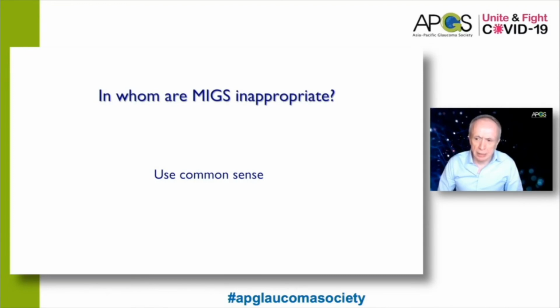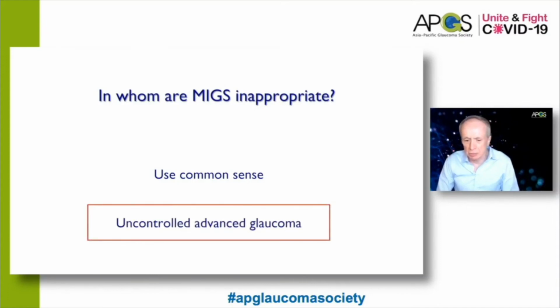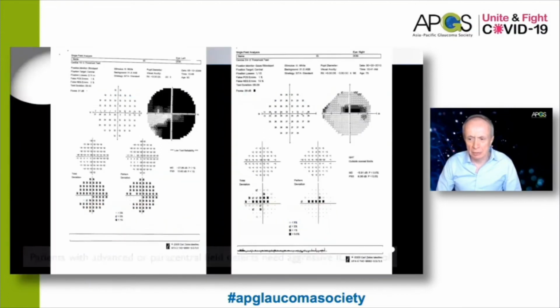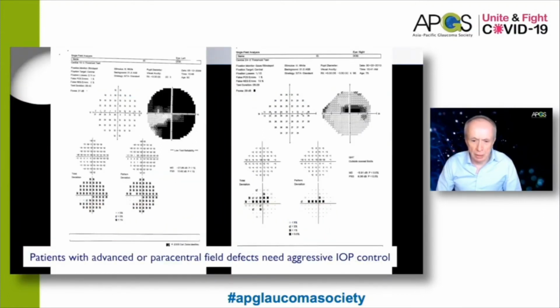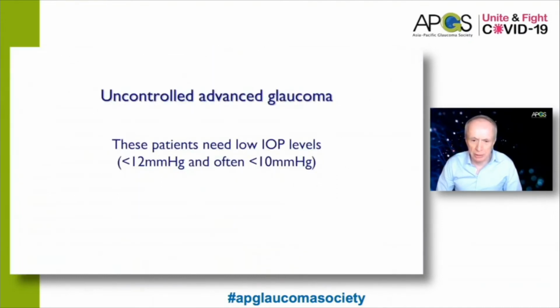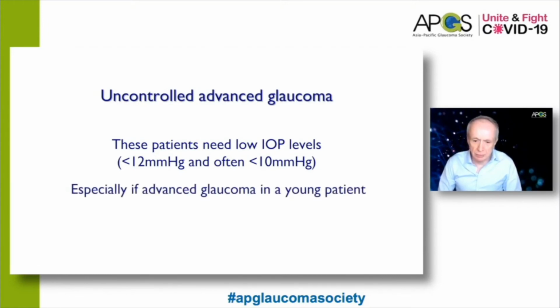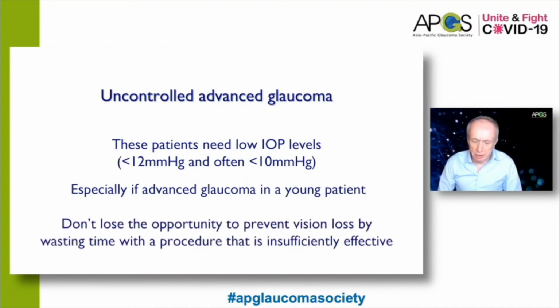It might be appropriate to start off with consideration of in whom a MIGS device is completely inappropriate, and you have to use your common sense here. Obviously patients with uncontrolled advanced glaucoma who really need definitive pressure control with one procedure as quickly as possible and quite aggressively are probably inappropriate. These are the patients who we believe need target pressures of less than 12 and often less than 10, which is difficult to achieve at the best of times. And especially in a young patient, we have to be more aggressive. So we mustn't lose the opportunity to prevent vision loss by wasting time with a procedure that's insufficiently effective.